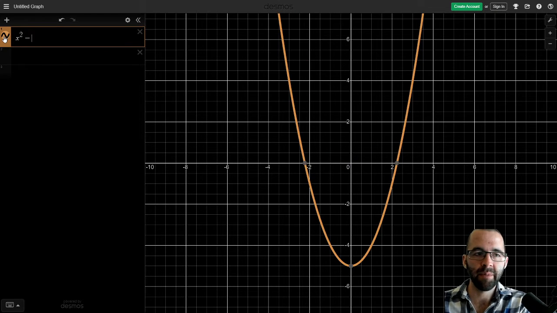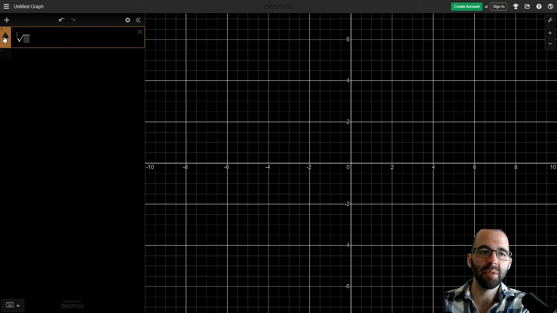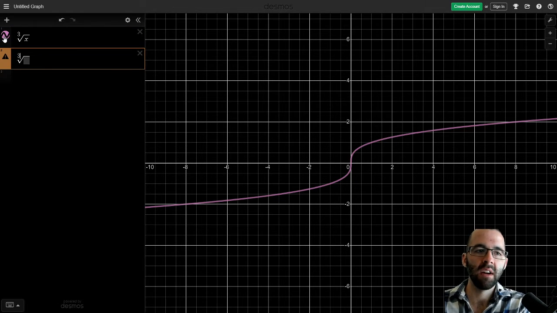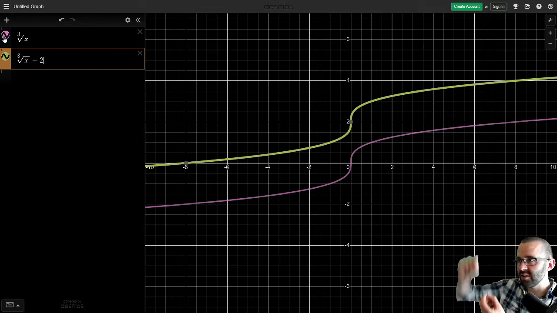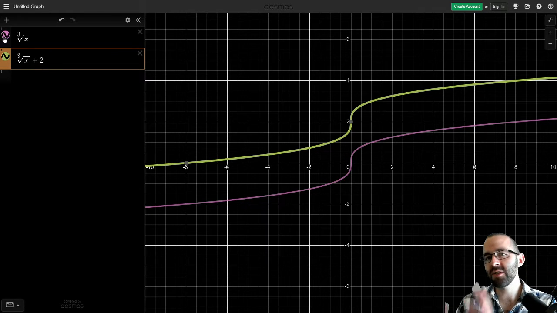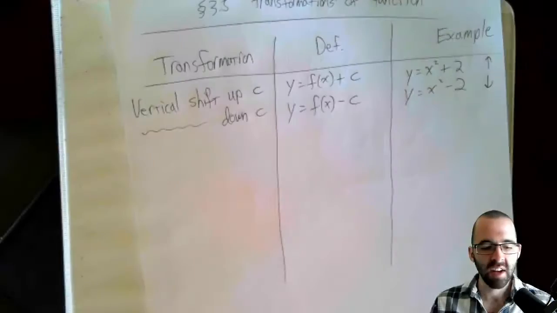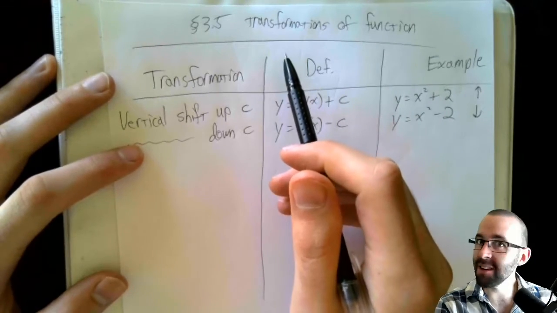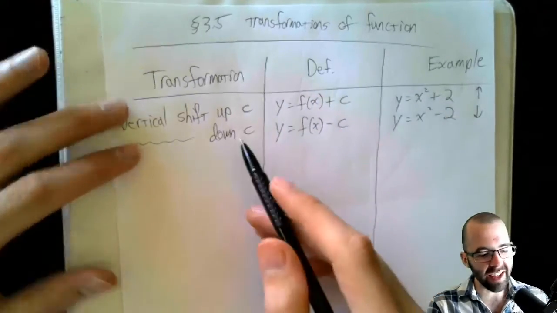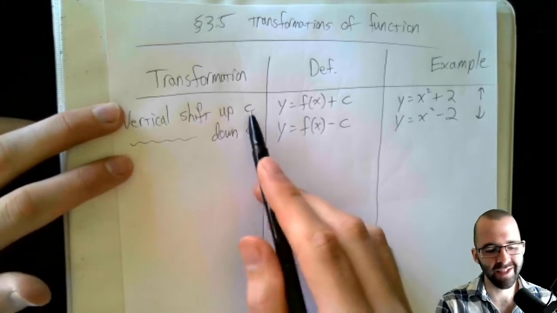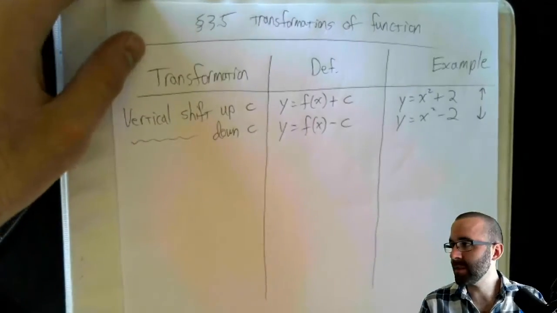You could do this with a whole bunch of stuff. We do the cube root of x, which is the pink graph. Cube root of x plus 2 is the green graph. It just shifts everything up 2. So that's how we started. We're going to do some examples on this, and then we're going to introduce more transformations. We've talked about 2 transformations. There's 8 more. Wow. But really, there's only 5. Up c and down c is really kind of 1, but we're going to call it 2. Anyway, let's do some examples.